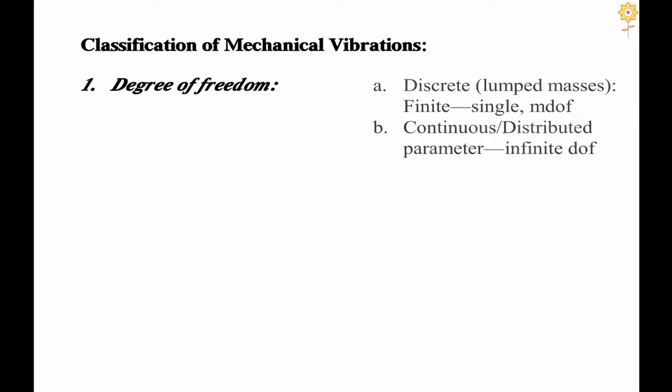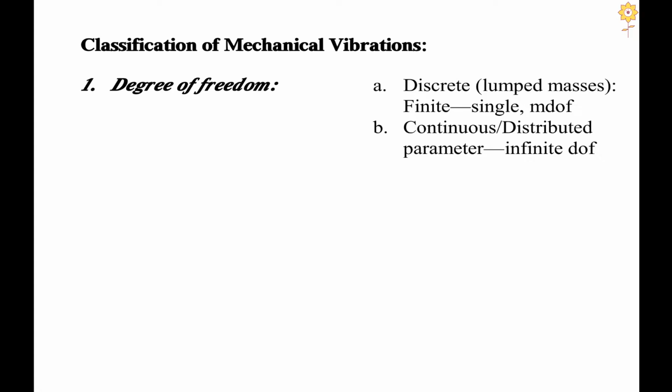Now we will see the brief classification of mechanical vibrations. Vibrations can be classified according to the degree of freedom. In the first case, we have seen what is meant by lumped mass system or discrete masses. In that we have a finite degree of freedom, involving single degree of freedom to start with, and then multi degree of freedom systems.